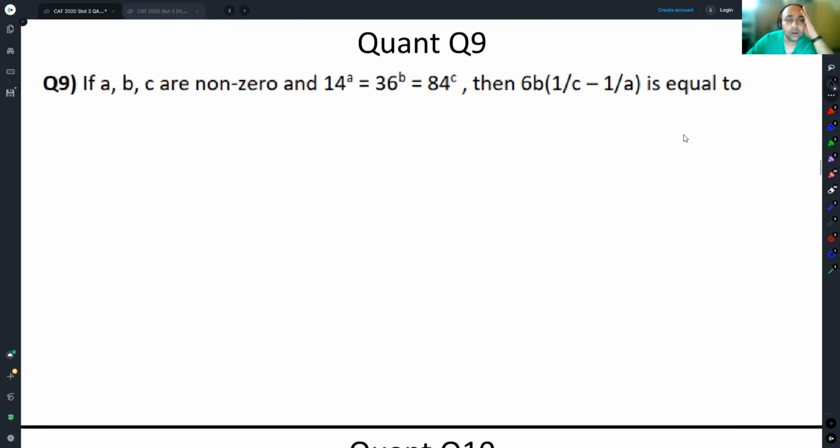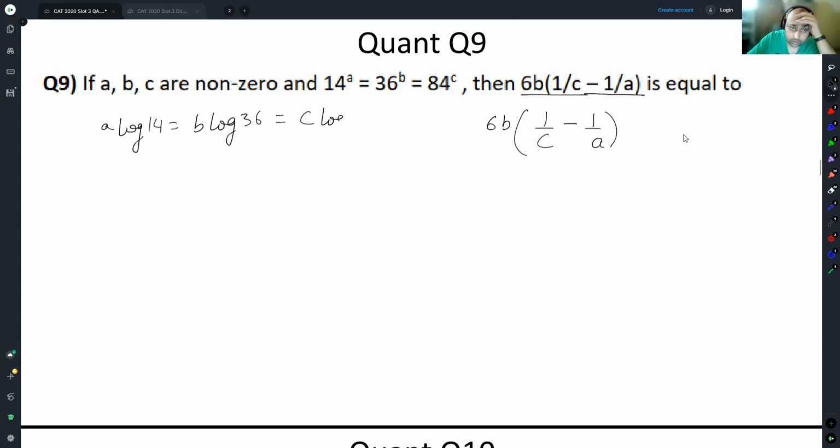If A, B, C are non-zero and 14 raised to the power A is equal to 36 raised to the power B is equal to 84 raised to the power C, then 6B into 1 by C minus 1 by A. Achha, I need 6B into 1 by C minus 1 by A. Of course, log will be taken. A log 14 is equal to B log 36 is equal to C log 84.